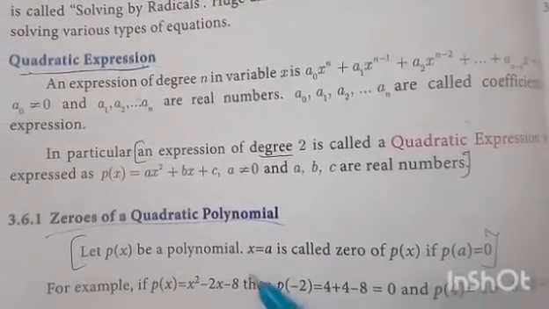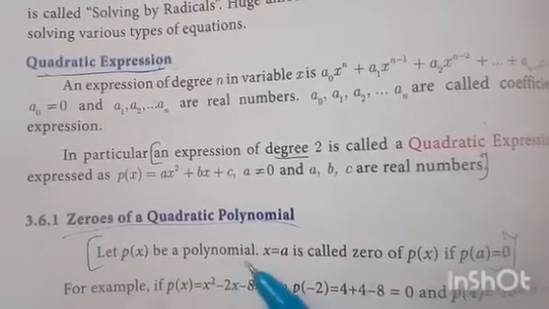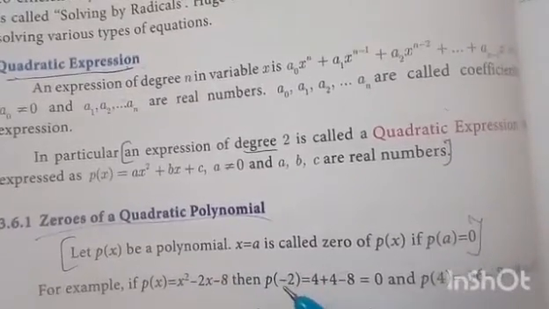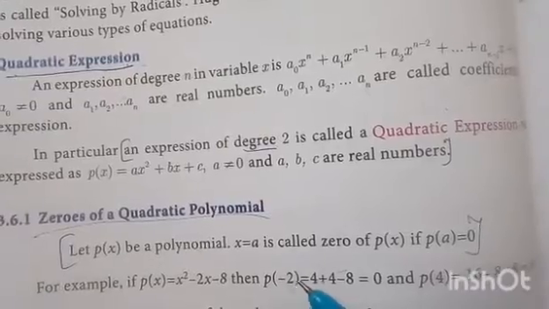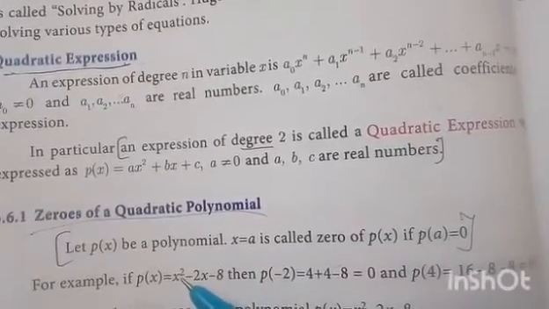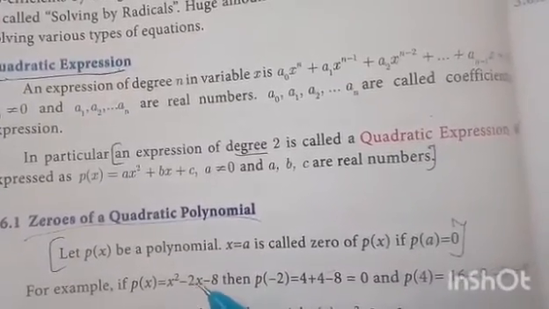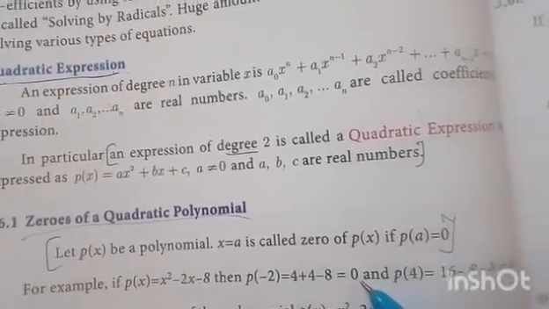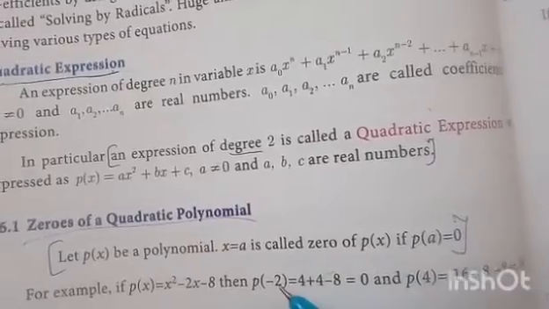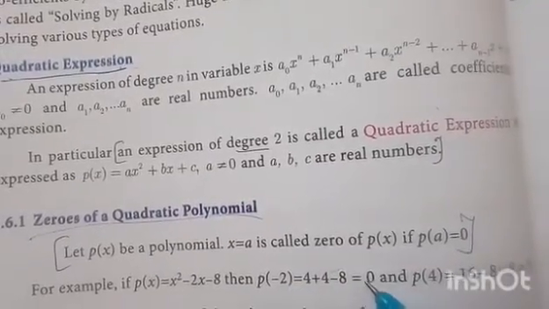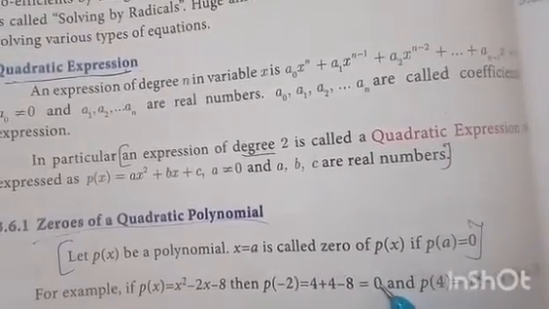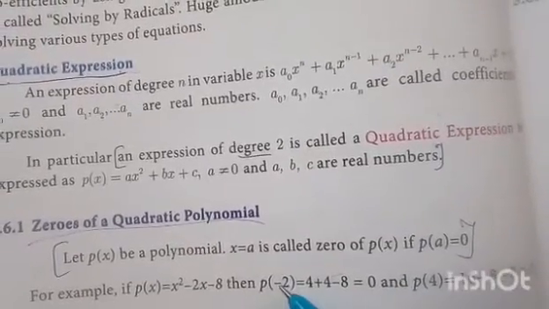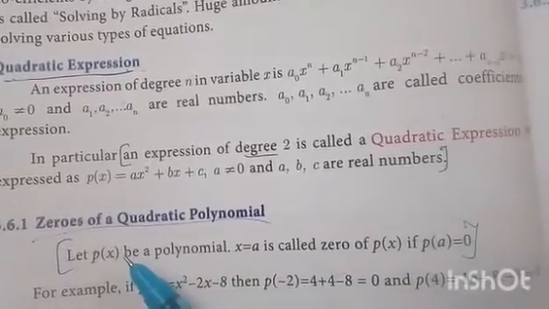For this expression to become 0, we have to substitute the values one by one. Suppose we substitute p of minus 2: minus 2 whole square is 4, minus 2 into minus 2 is plus 4, minus 8, that is 4 plus 4 minus 8, equal to 0. So when we substitute minus 2, we get the final simplified value 0. Then we conclude that minus 2 is a zero of p of x.